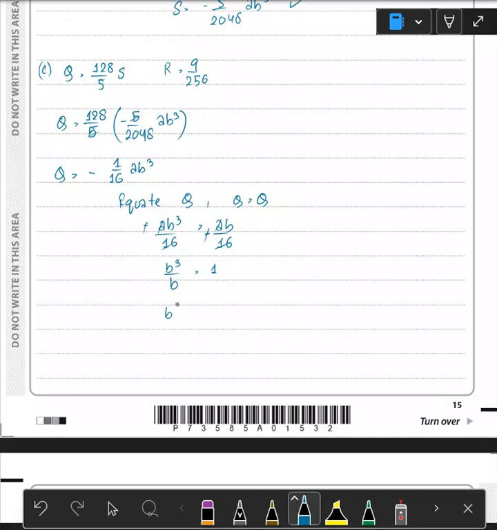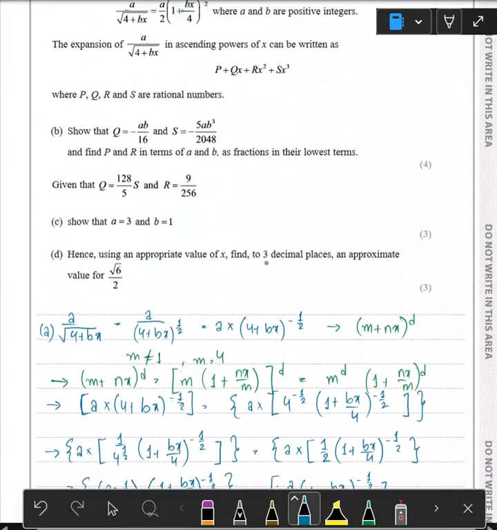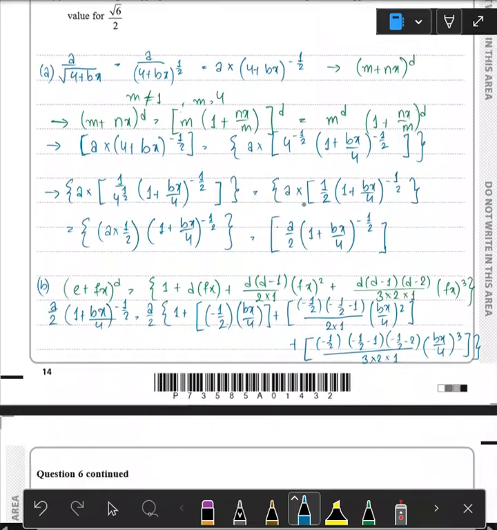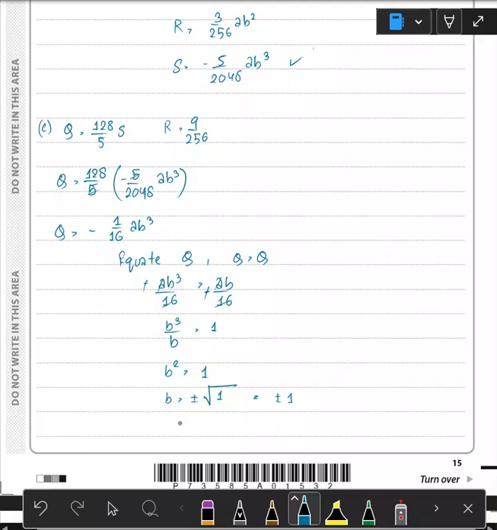So it's 3 minus 1, the powers will get subtracted. So this is B squared equals 1. And B would be plus minus root over of 1, which is equivalent to plus minus 1. But they have said A and B are positive integers. So since A and B are positive integers, the negative value is not possible.